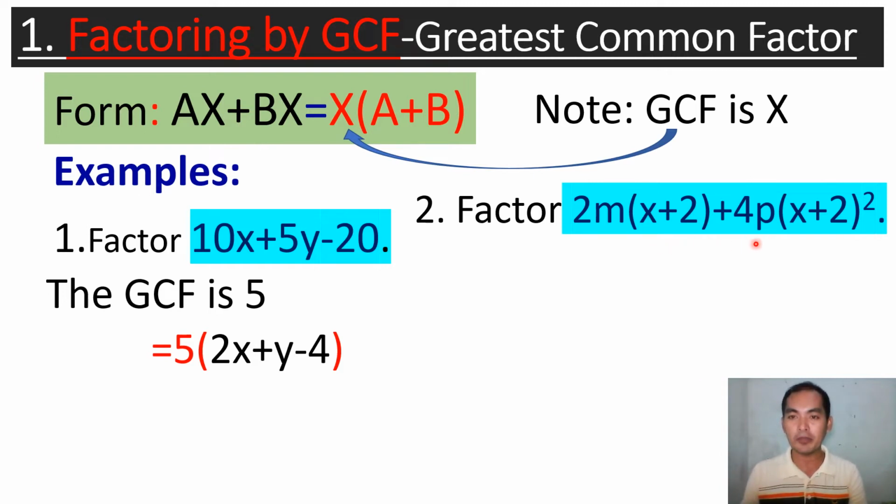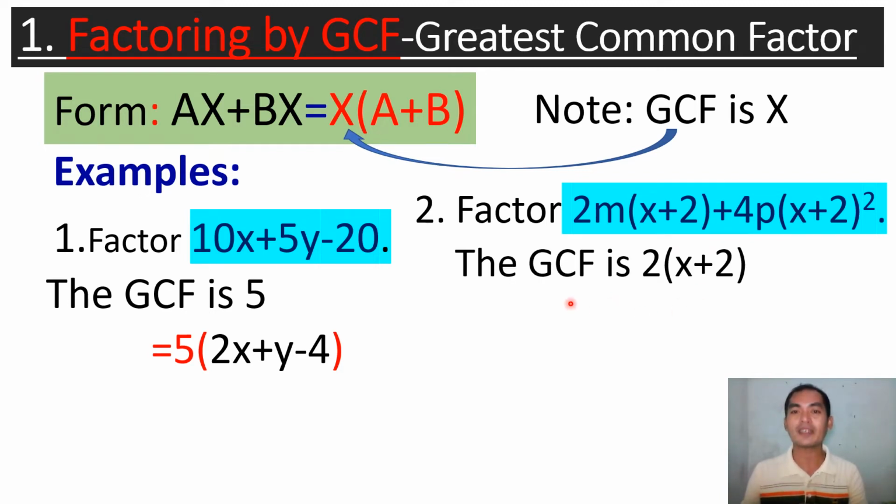Very important po yan sa pag-factor ng algebraic expression, equation, or inequalities. So in these two terms, the common for the coefficient first, 2 and 4, common yung 2. Yung m and p, walang common. Yung x plus 2 and x plus 2 squared, may common na x plus 2 na isa ang exponent. That's the GCF. The GCF is 2 times the quantity of x plus 2.